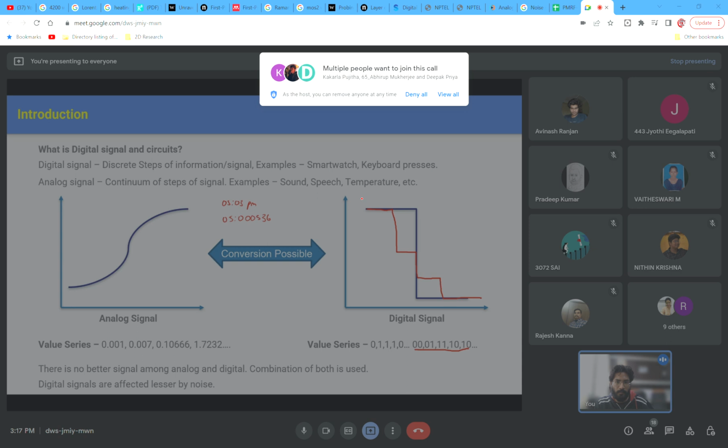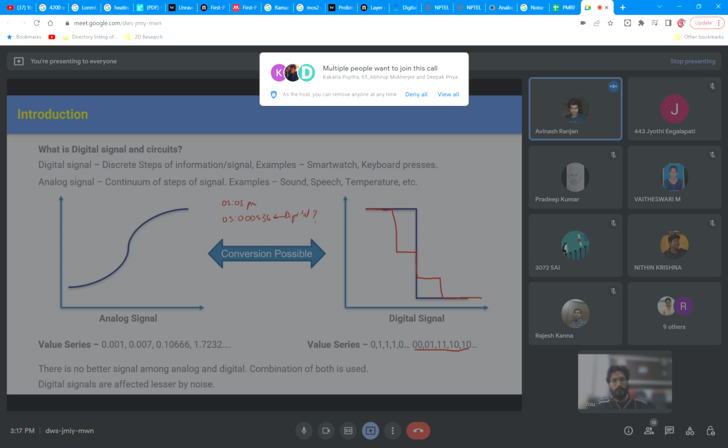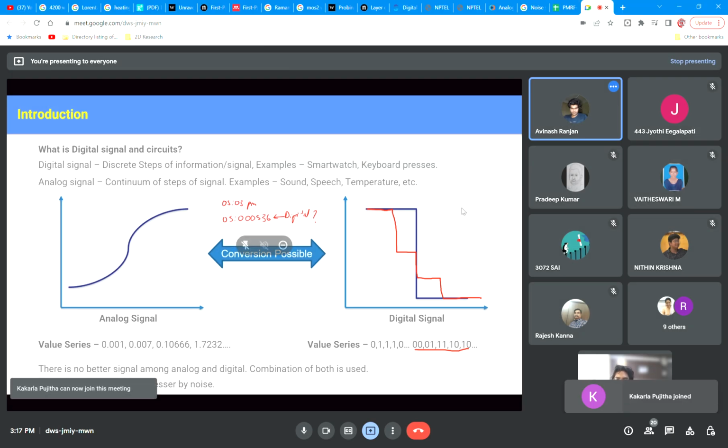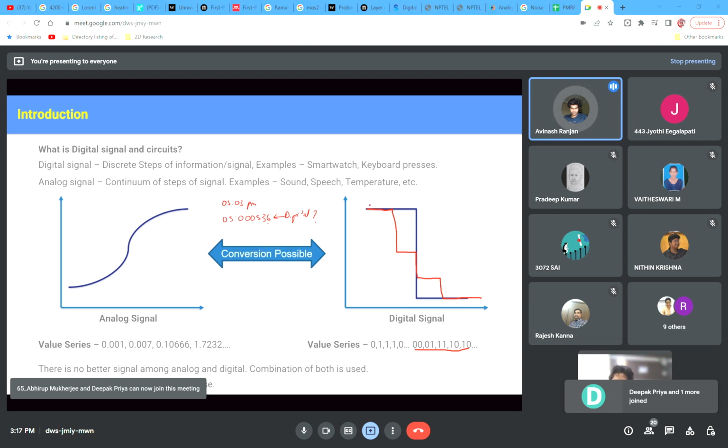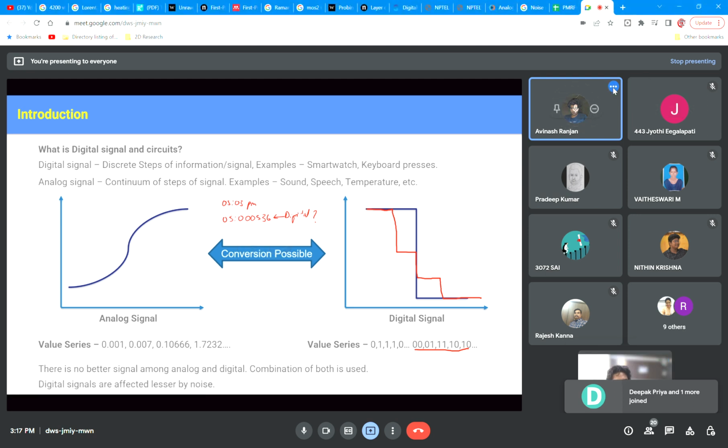But would we call this digital or analog? Would this be a digital signal or an analog signal, if I use a digital watch that is showing this kind of time? Avinash, you want to speak up, or is there a lot of noise coming up?